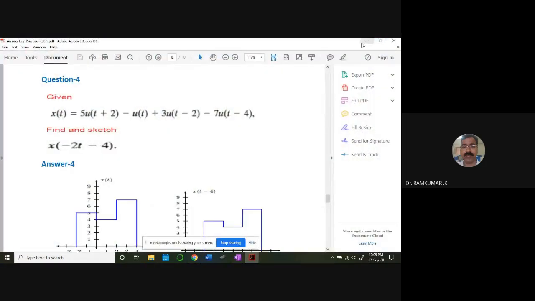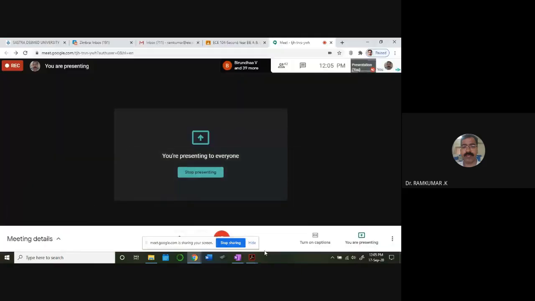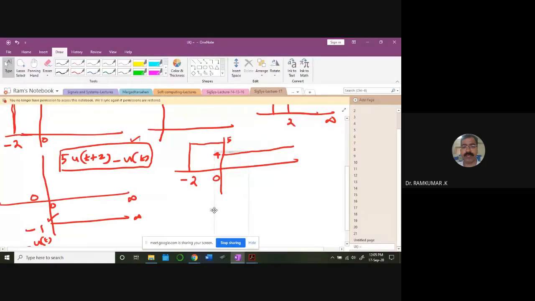3u of t minus 2. You have to draw that signal first and then you add that. 3u of t minus 2. So u of t minus 2, how it looks like, first of all, you have to think that u of t minus 2 starts at 2, it goes on. This is u of t minus 2. Now 3 times means it's going to be 3 the value, that's all. The amplitude is 3. So this signal now you are adding with this one. What will happen? Can you imagine?